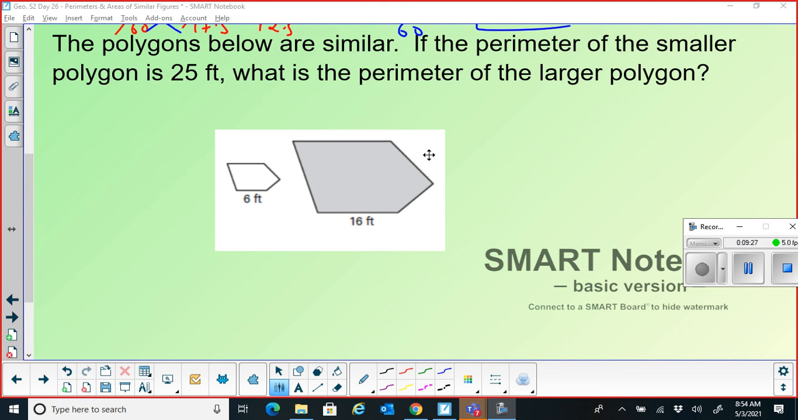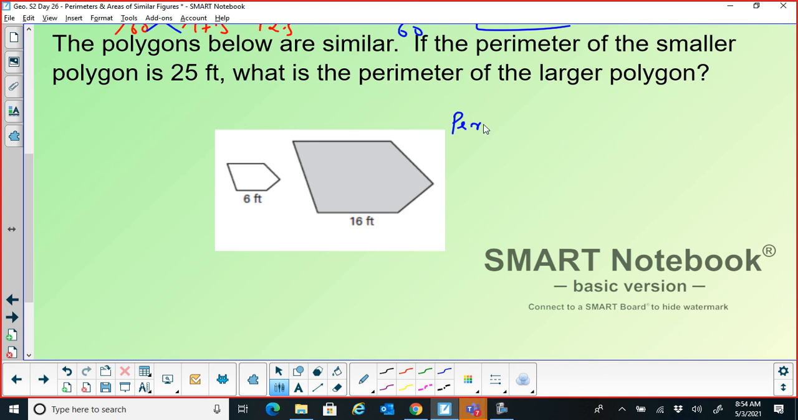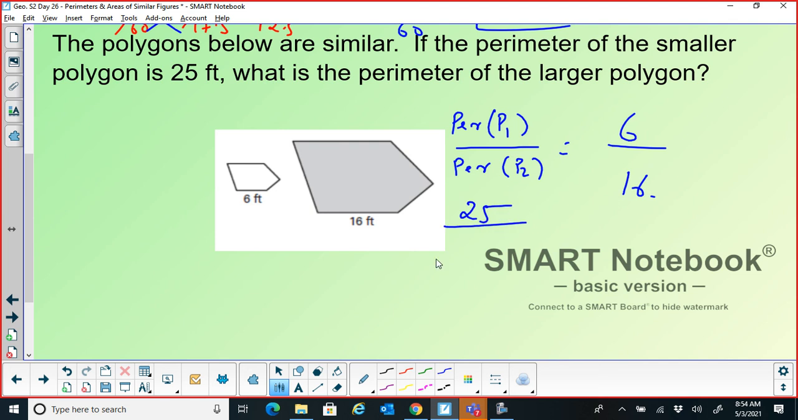We have once again a pentagon, 1, 2, 3, 4, 5. I'm writing PER for perimeter. The perimeter of pentagon 1 divided by the perimeter of pentagon 2 will have the same ratio as the corresponding sides because they are similar figures. So I can write this as 6 over 16. The perimeter of the smaller polygon, that is P1, is given as 25, but I don't have the value of the perimeter of the second polygon, P2.